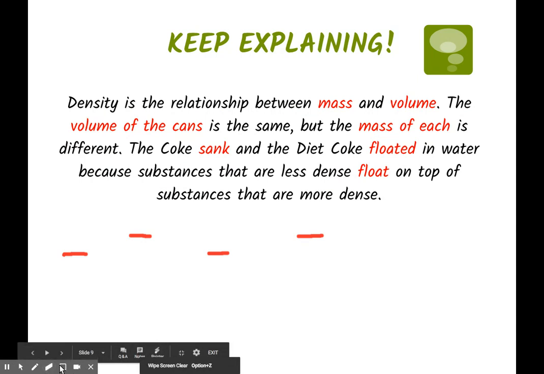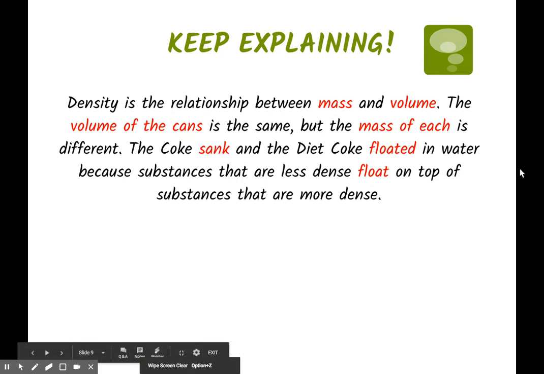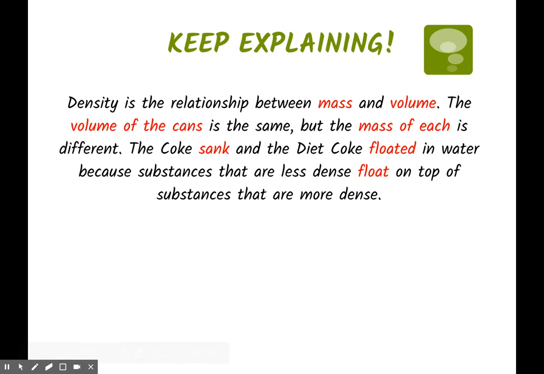So we're going to keep explaining. Let me erase these guys here. The very last part of your sheet. Density is the relationship between mass and volume. The volume of the cans is the same, but the mass of each one is different. The mass of the Diet Coke was less, the mass of the Coke was more. This is what caused them to sink or float. The Coke sank and the Diet Coke floated in water because substances that are less dense float on top of substances that are more dense.